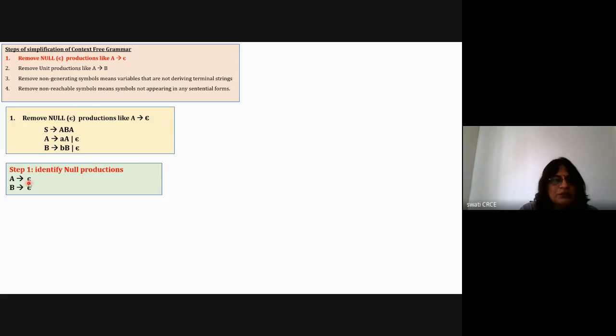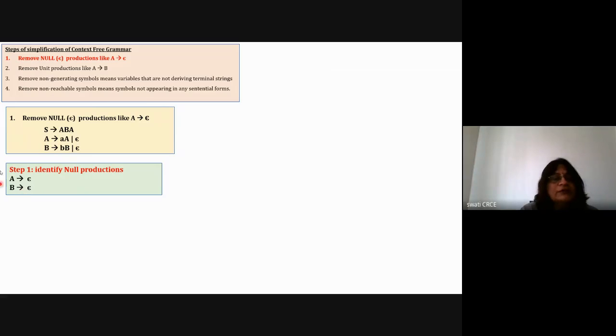So null productions means epsilon productions. So A is equal to null and B is equal to null, and the remaining third variable is S. So try to check whether S can also become a nullable variable. These are directly given productions. A is epsilon, B is epsilon is the directly given production rule.